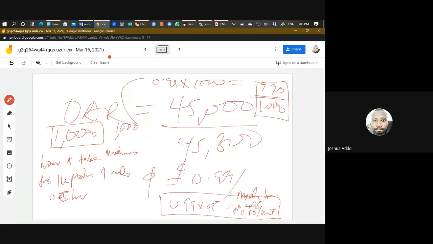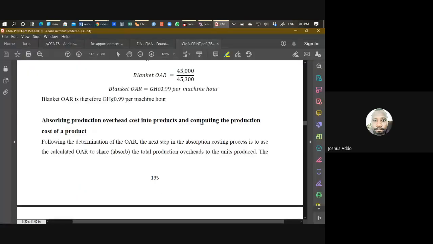You can also use the direct way. Charge per machine hour, 0.99. Then look at the number of machine hours for producing one unit of the product. Multiply the two, and it gives you the same figure. You can experiment to confirm that. Let's see where we have reached.